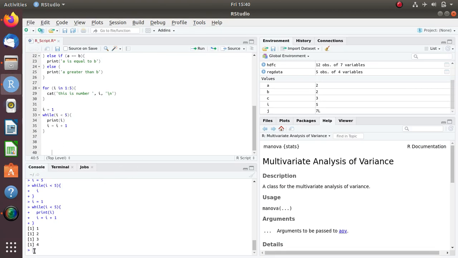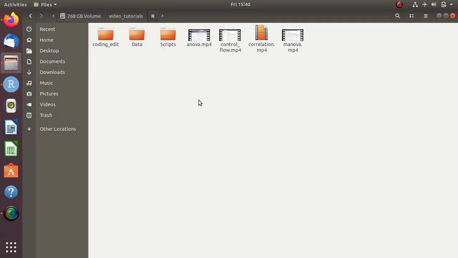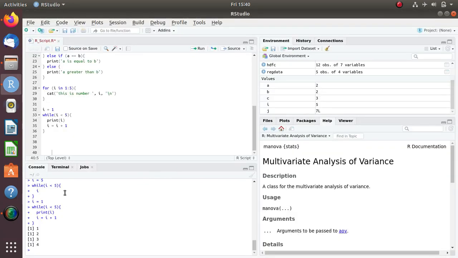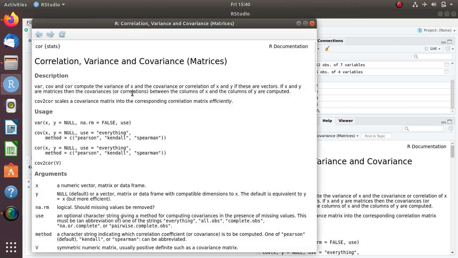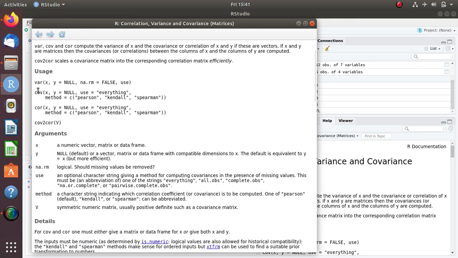Now I am going to talk about performing the Pearson correlation coefficient, and you can also perform a couple of other correlation measures. As usual, I'm telling you how to pick up the syntax for each and every statistical procedure. Suppose you don't know how to perform correlation, there is a function called cor, so type help cor. You'll get very minimum documentation for correlation, and you can just pick up the syntax here.